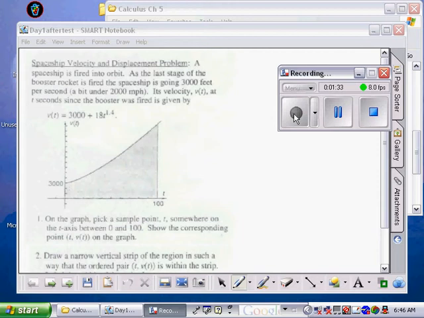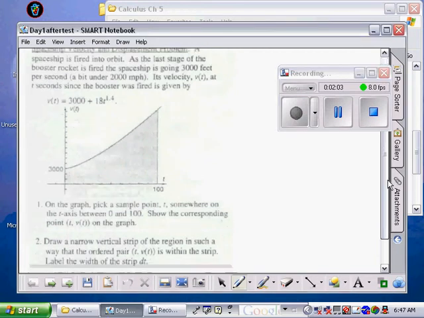Today is just application type problems. We've got a spaceship that's fired into orbit, and as the last stage of the booster rocket is fired, the spaceship is going 3,000 feet per second, which is a bit under 2,000 miles per hour. It's going pretty slow. Its velocity v of t at t seconds since the booster was fired is given by your equation here, 3,000 plus 18t to the 1.4, and they've got a graph on it.